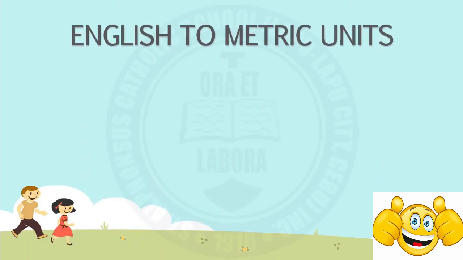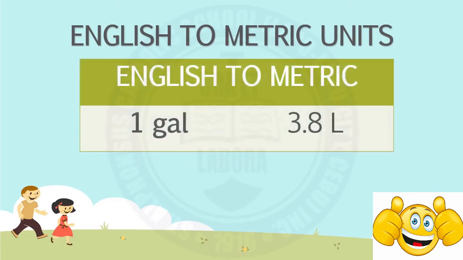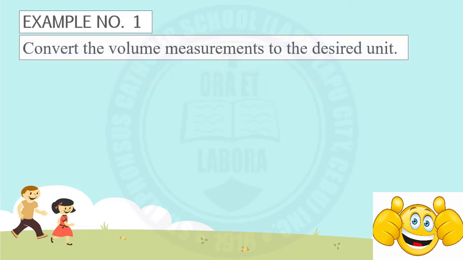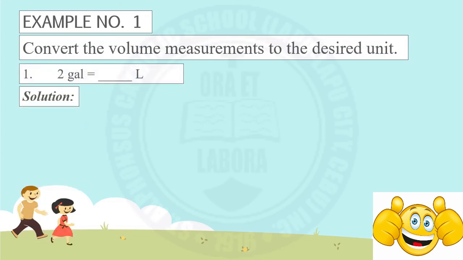Let's go on to English to metric units. 1 gallon is equal to 3.8 liters. Please don't forget that. Example number 1. Convert the volume measurements to the desired unit. 2 gallons is equal to how many liters?